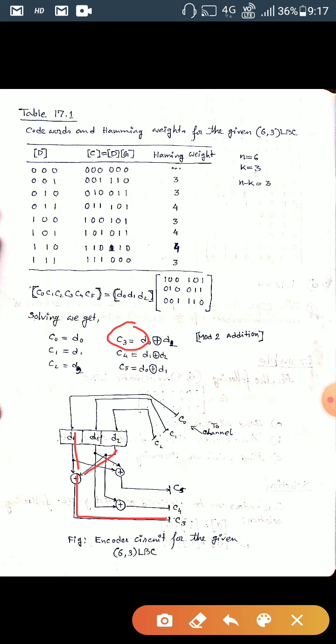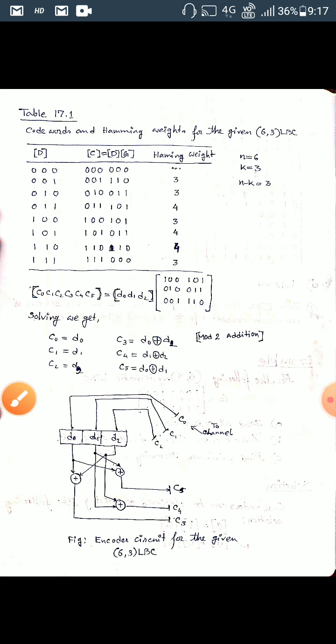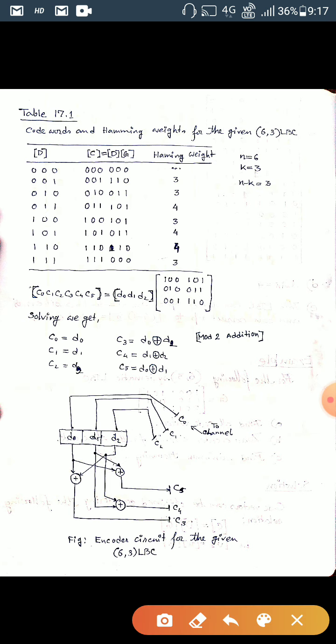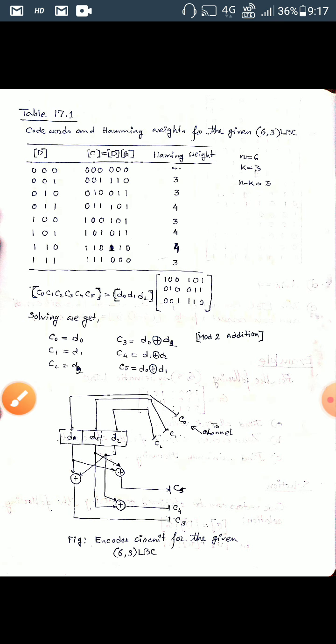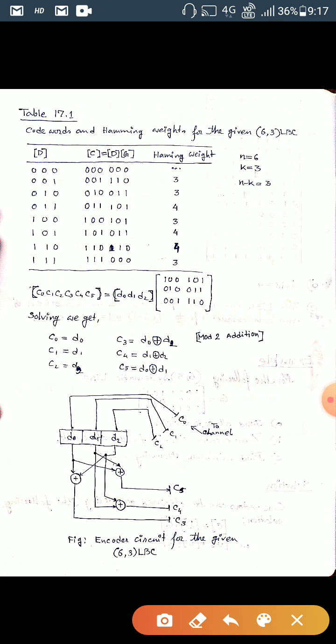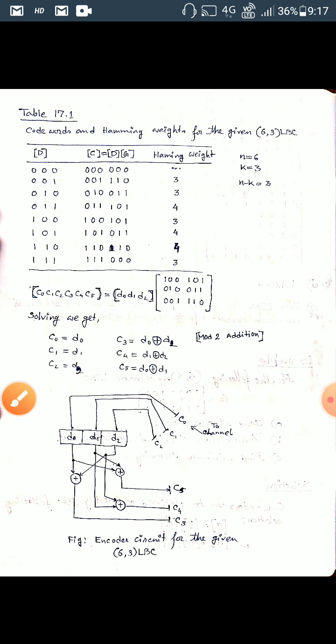So this is C3. Now for the C4, C4 is D1 and D2. This is D1 and this is D2, and they go through an XOR operation to get the value of C4. And the last one is C5, this value comes as the XOR of D0 and D1. So this is D0 and D1 to get the value of C5. So this is the encoder circuit diagram. I think you are able to understand it.